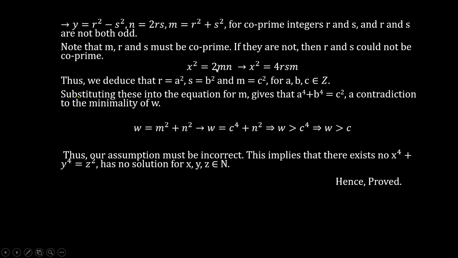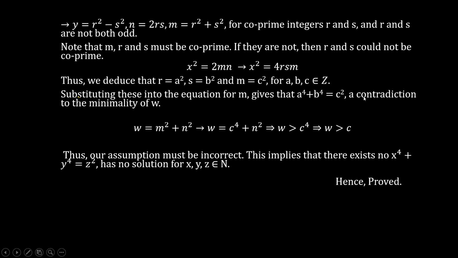So now x squared is 2mn. So you just substitute the value for n from here. So you get x squared is 4rsm. And then you can just substitute and solve, and you get that r will be a squared, s will be b squared, and m will be c squared for a, b, c belonging to integers. And then if you substitute these into the equation for m, you get a raised to 4 plus b raised to 4 is c squared.